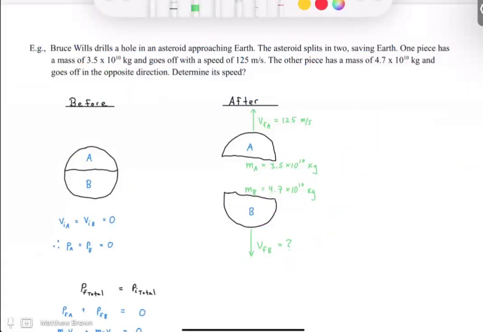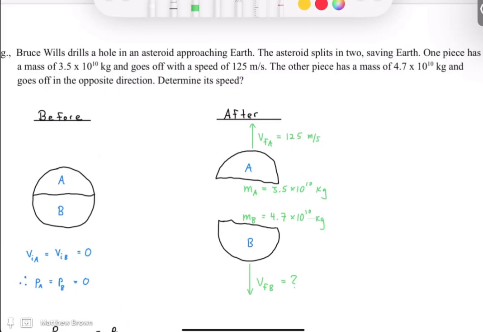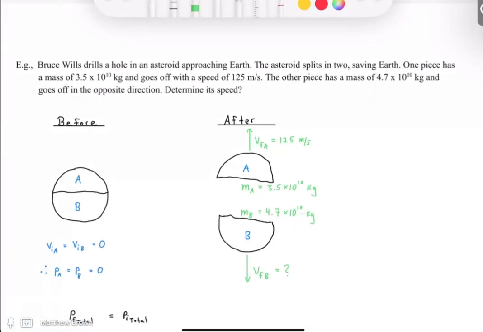One example, and I've already written it in to speed things along. Bruce Willis drills a hole in an asteroid approaching Earth. Hopefully everybody here is not too young to know the joke there. The asteroid splits in two, saving Earth. One piece has a mass of 3.5 times 10 to the 10 kilograms and goes off with a speed of 125 meters per second. The other piece has a mass of 4.7 times 10 to the 10 kilograms and goes in the opposite direction. We want to determine its speed.